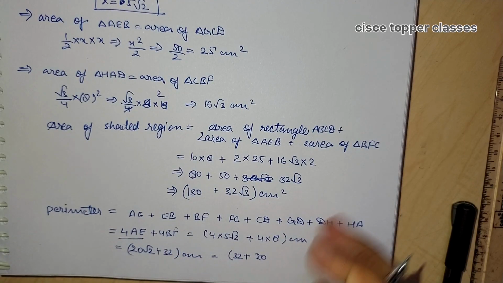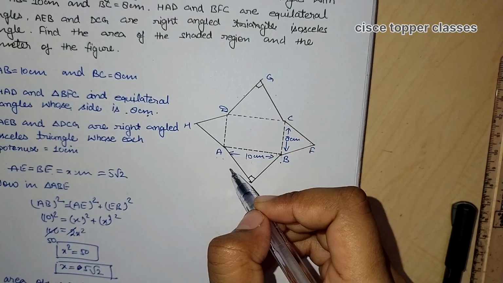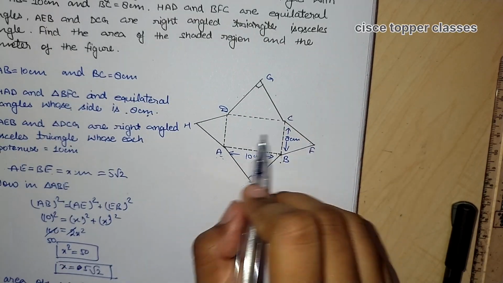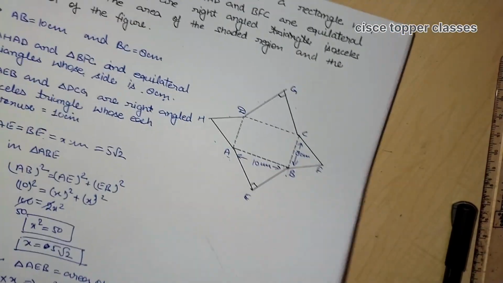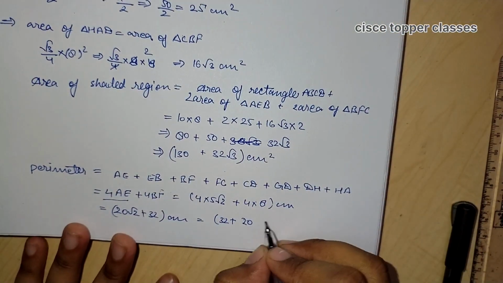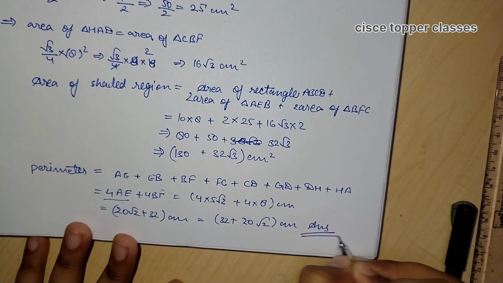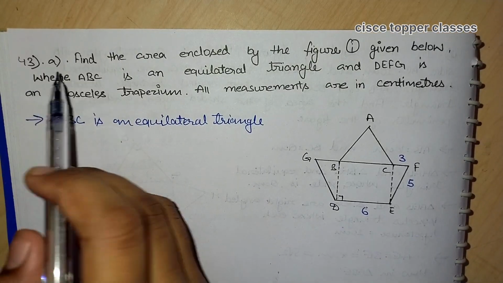Here we can see that these two triangles are equal and the sides are also equal. So we can write 4, and in this also sides are equal and two triangles are equal. So we can write four sides as 4 BF because all sides are equal. So here also 32 plus 20 under root 2 centimeter is the final answer in this question. So this is the solution of the 42nd question. Let us solve your 43 first part.